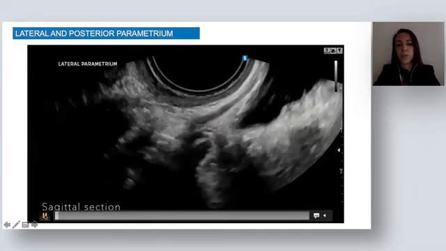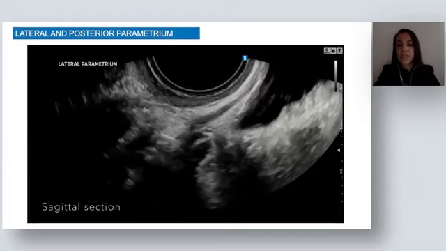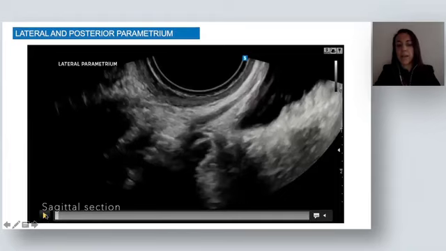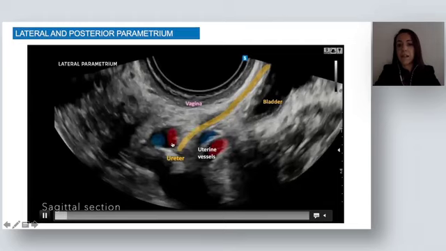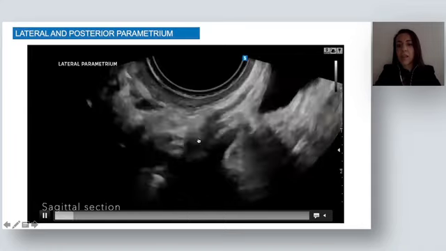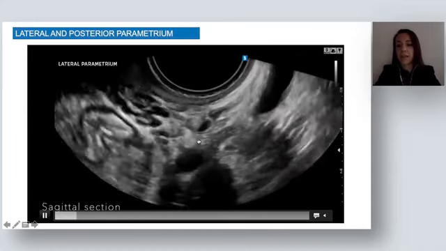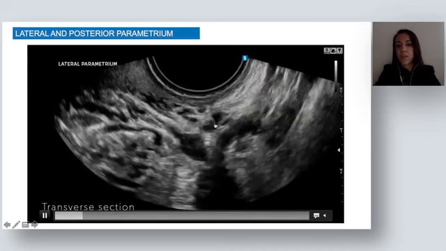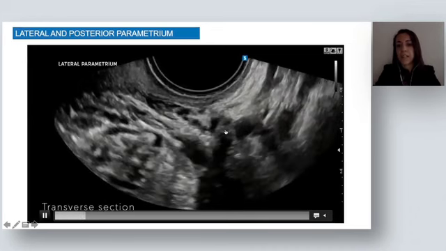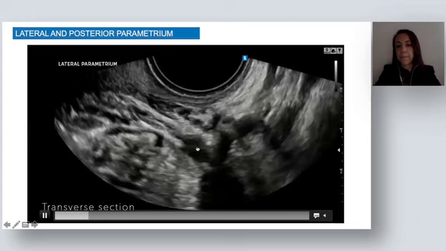Then I want to show you how to assess the lateral and posterior parametrium. To assess the lateral parametrium, we can obtain a longitudinal section to visualize the bladder, the terminal part of the ureter, until the crossing point with the uterine vessels. At this level, I suggest to rotate the probe 90 degrees to obtain this image. So, ureter, vessels in the middle.